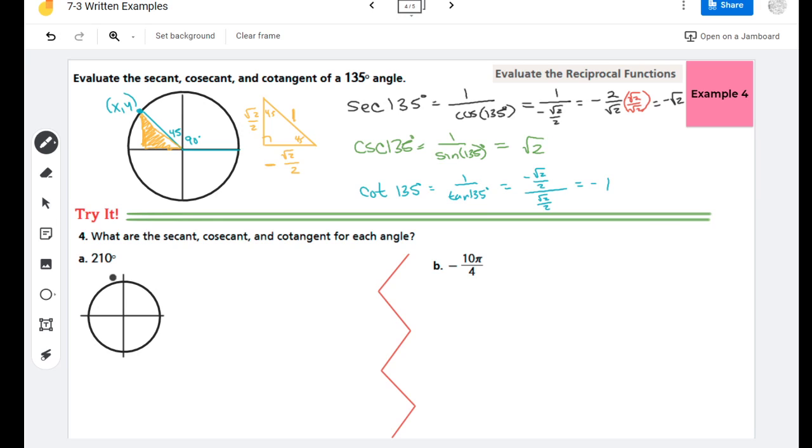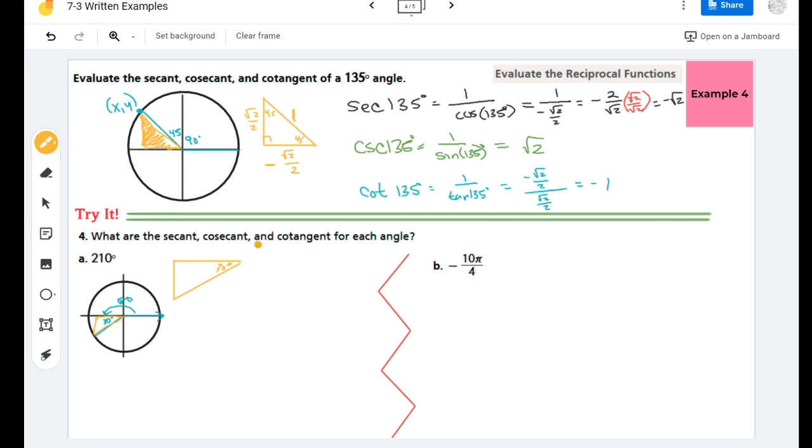So 210 degrees is between 180 and 270. So my reference angle's chilling out somewhere over here. Now I know that this is 180. So 210 minus 180 makes this a 30-degree reference angle. Alright, so if I go to draw out this reference triangle here, making it a little bigger so I can actually see it, right?